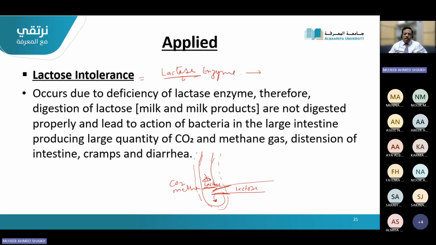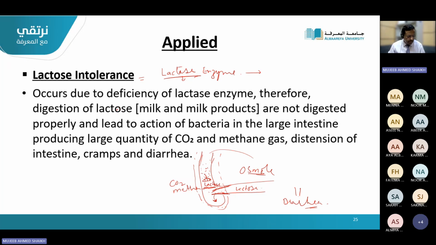Second thing, if undigested lactose enters the large intestine, it acts just like an osmole. It will increase the osmolarity, and that's why water will remain here. So a large amount of water will be defecated. It may cause diarrhea also. Either abdominal pain, cramps, or diarrhea can occur, because there is no enzyme for digestion of the lactose.